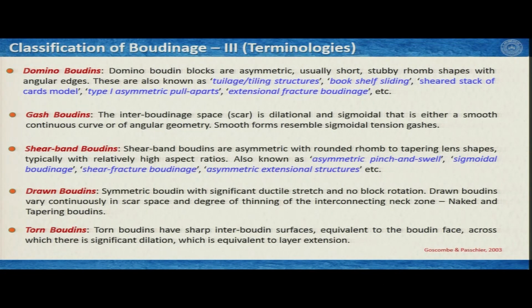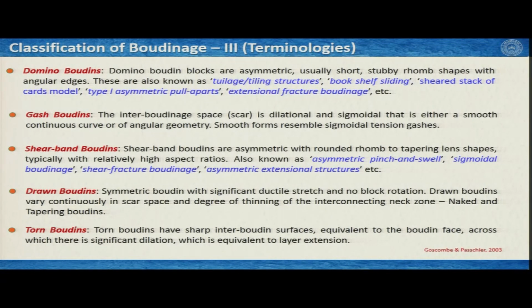Shear band Boudins are asymmetric with rounded rhomb or tapering lens shapes, typically with relatively high aspect ratio, and these are also known as asymmetric pinch-and-swell, sigmoidal Boudinage, shear fracture Boudinage and asymmetric extensional structures. Now, drawn and torn Boudinage or Boudins are a little different from this. These three, the domino, gash and shear band, are mostly about their shapes and geometry together with their kinematics, but drawn and torn are essentially kinematic things.